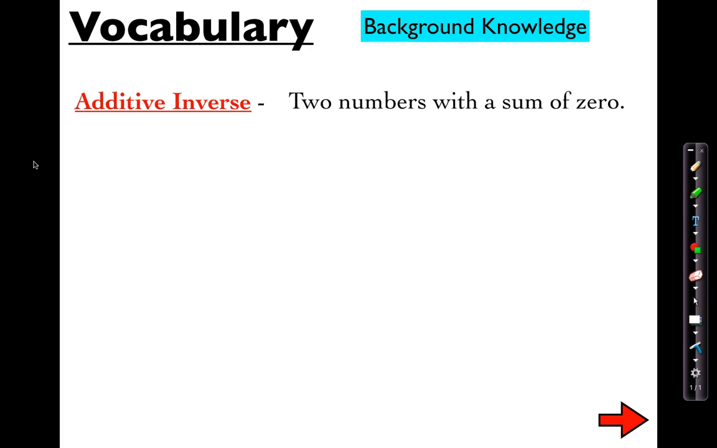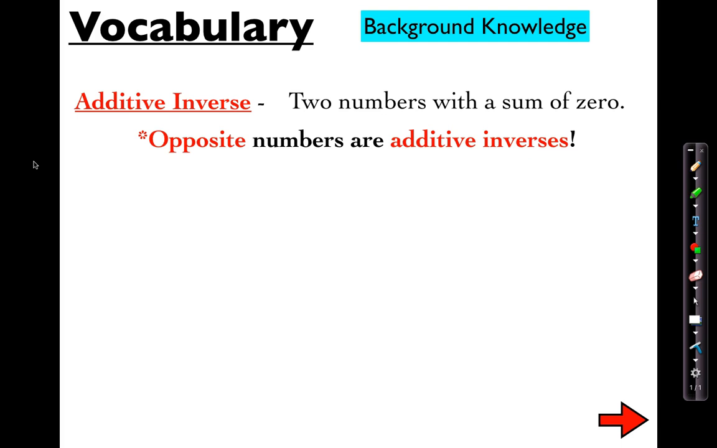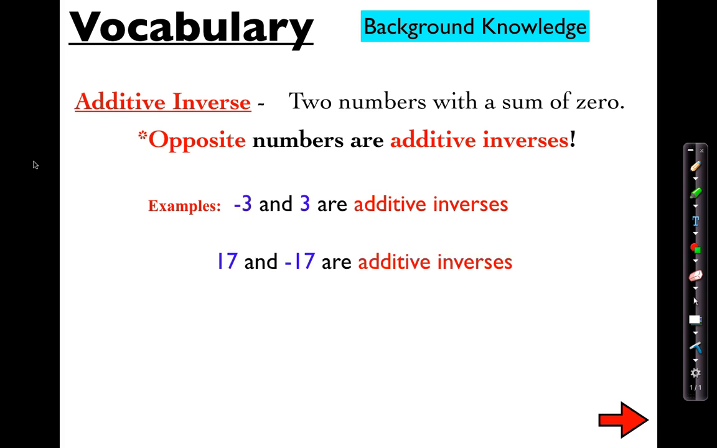Remember what an additive inverse is. Basically, two numbers with a sum of 0. So basically they're opposite numbers. Okay, opposite numbers are additive inverses. Some examples would include -3 and 3, 17 and -17, -324 and 324. All of these are examples of additive inverses.